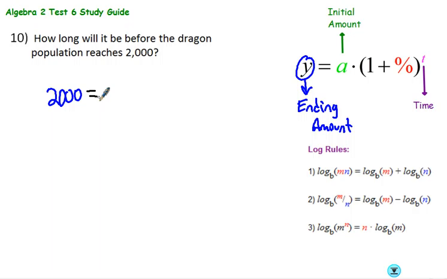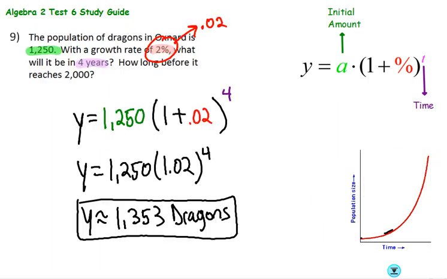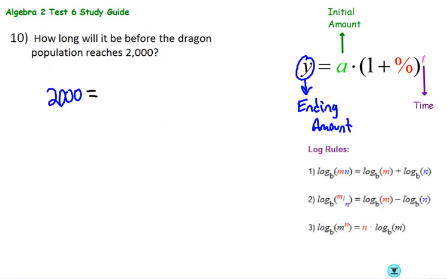how long would it take for that to happen? And what we're saying is that it started off at 1250, growing at 2%. So we're saying it started off with 1250. And then it's growing at 2%, right, which would be 1.02. And then we're saying, how long would that take?